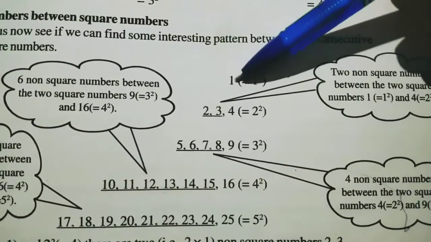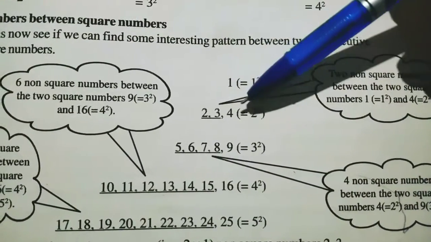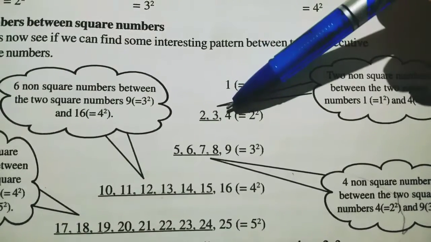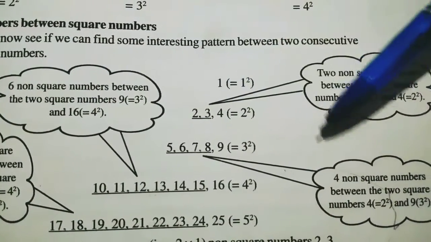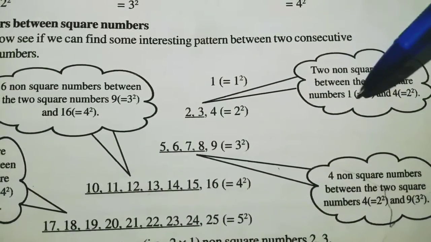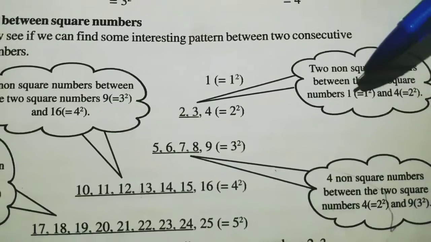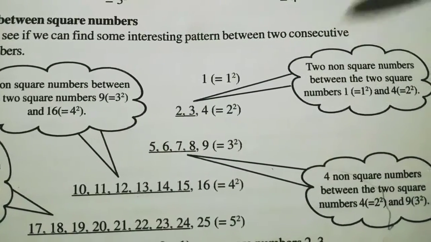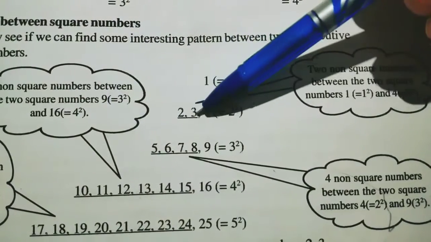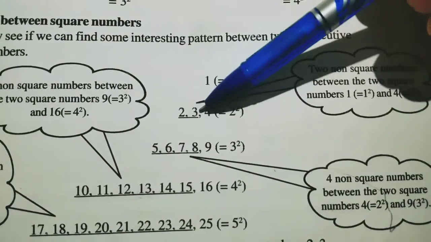Suppose here 1 square is 1, and 2 square is 4. Between 1 and 4, how many non-square numbers are there? Here it is written, 2 non-square numbers between the two square numbers 1 and 4. What are they? 2 and 3. They are non-square numbers.